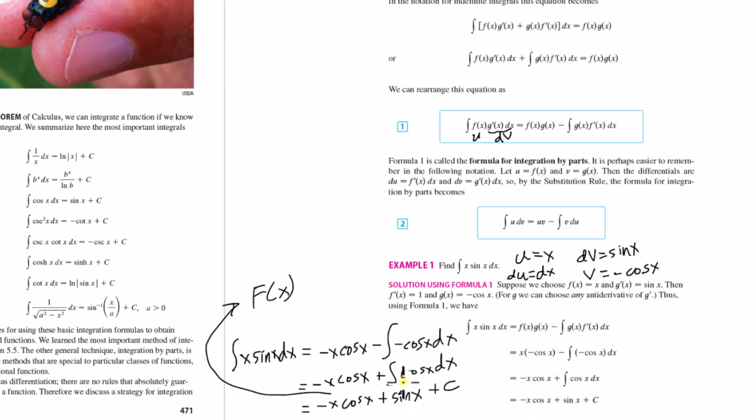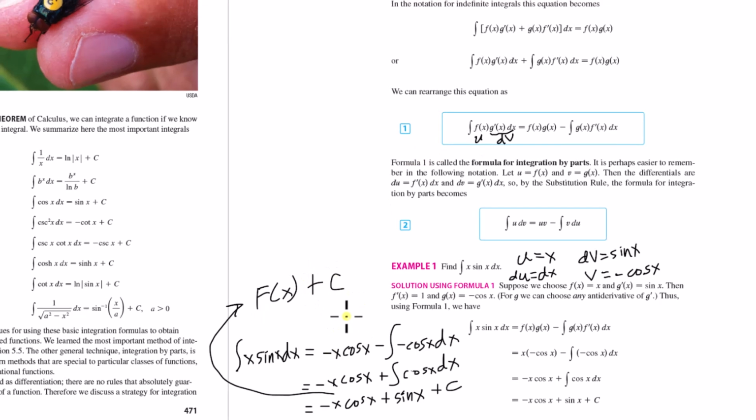The first step is to get the entire expression where every single term has the variable in it. That's like the capital F of x. That's the function where when you take its derivative, you get the original function. And then all you do from there, to make it completely general, is add plus c to the back end of this.